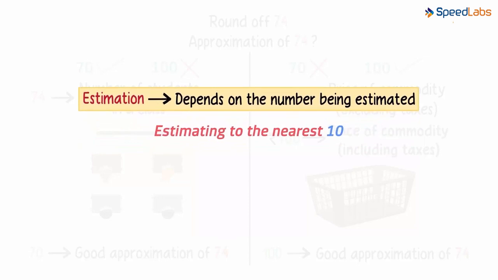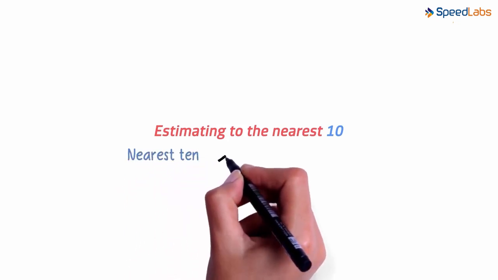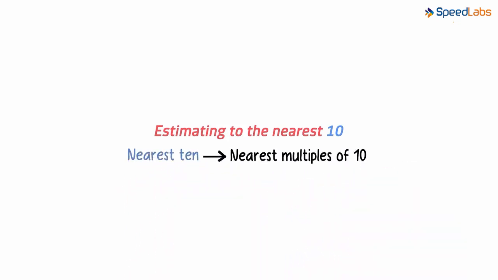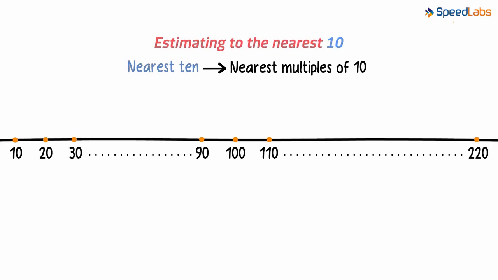Estimating to the nearest 10 by rounding off, or estimating to the nearest 100 or 1000 by rounding off, and so on. Let's look at the first case. That is, estimating the numbers by rounding them off to the nearest 10. What do you mean by the nearest 10? Nearest 10 here means nearest multiples of 10. What are the multiples of 10? 10, 20, 30, 90, 100, 110, 220, and so on.